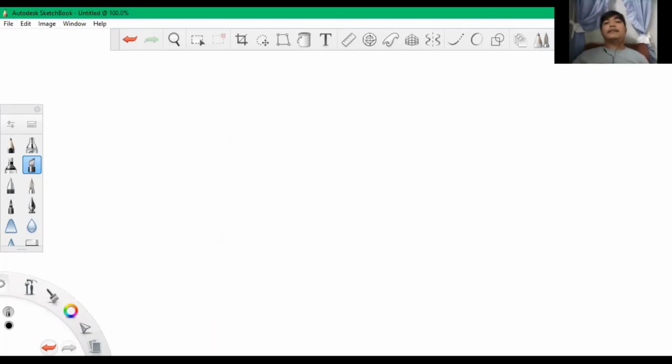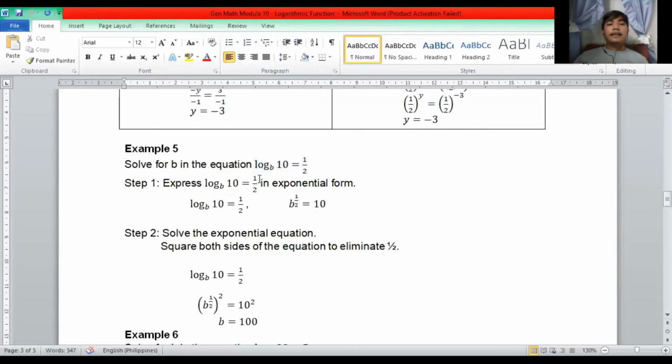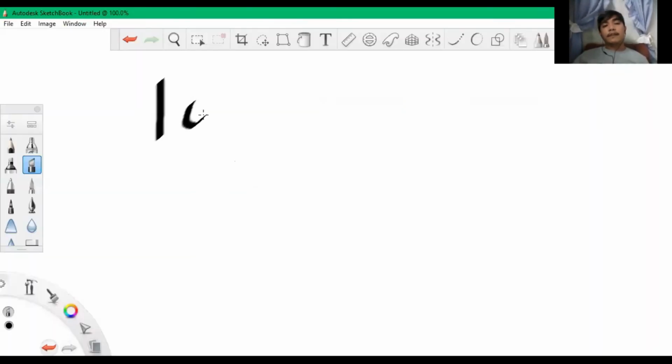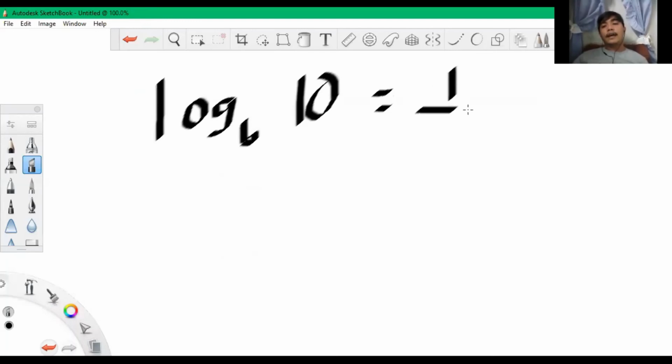So, that's it. Let's have another example. And in this example, we have the logarithm of 10 to the base b is equal to 1/2. So let's just proceed dito sa ating whiteboard. So we have logarithm of 10 to the base b is equal to 1/2. Now, the missing part is, or the missing value is letter b, which is our base.